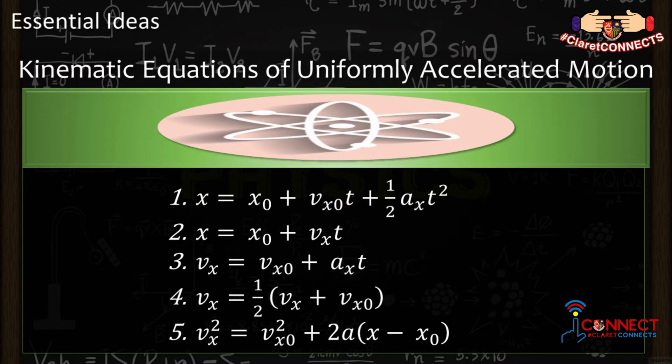And we also have the average velocity, which is equal to half of the sum of the final and the initial velocity. And the last one, we have the square of the final velocity is equal to the square of the initial velocity plus 2a times the change in displacement x.